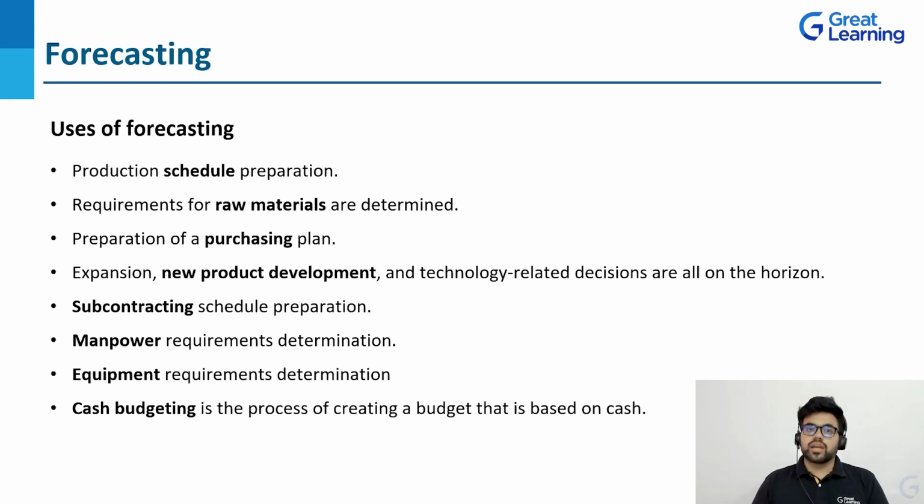Then comes the budgeting. How much budget needs to be allocated to which department? What are the various things that are required? Cash components are required, right?